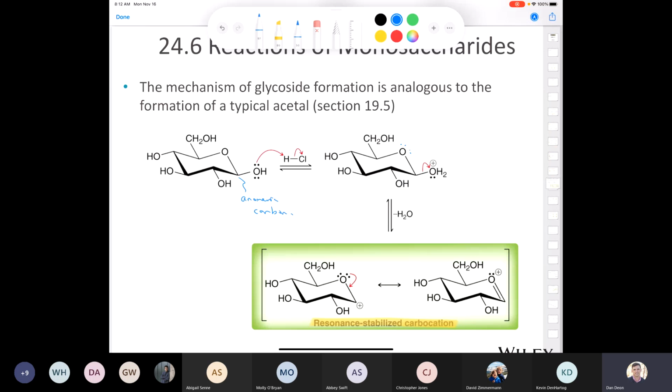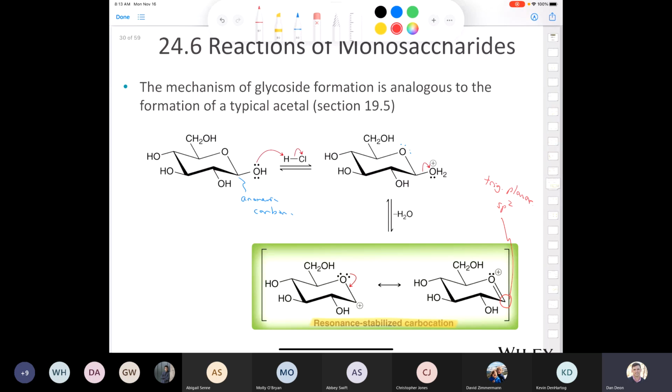Well, if you think about the second part of this mechanism, after you've protonated it, you form the resonance-stabilized carbocation. What do you notice about this carbon right here in this resonance structure? This is sp2 hybridized, right? And if that's sp2 hybridized, it's going to be trigonal planar. So it's flat. That means that when methanol comes in and attacks, it could attack from the top face of the molecule, or it could attack from the bottom face of the molecule.